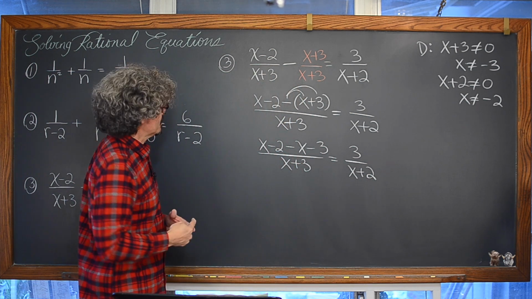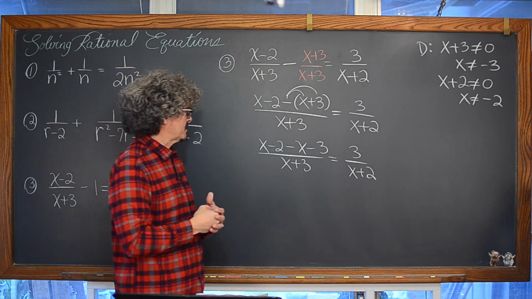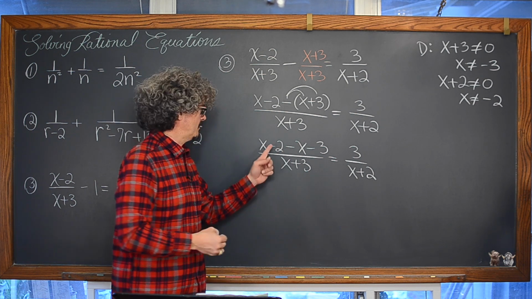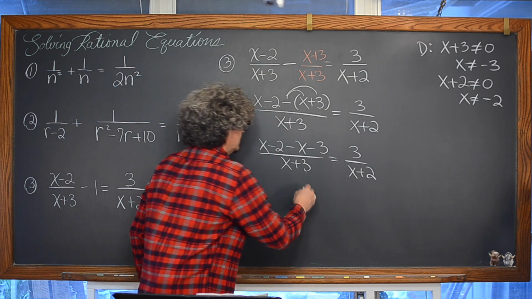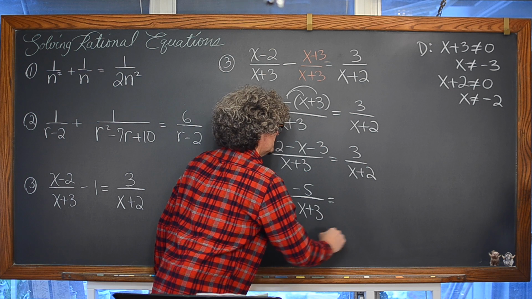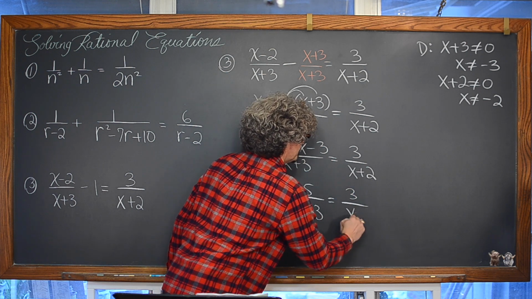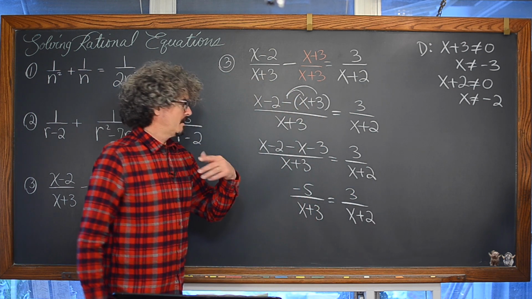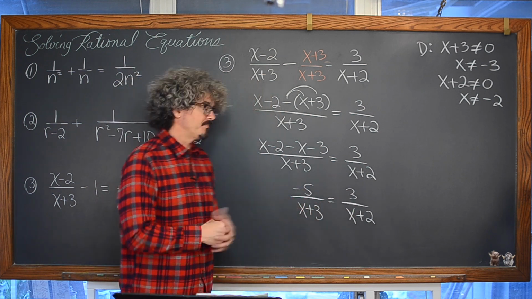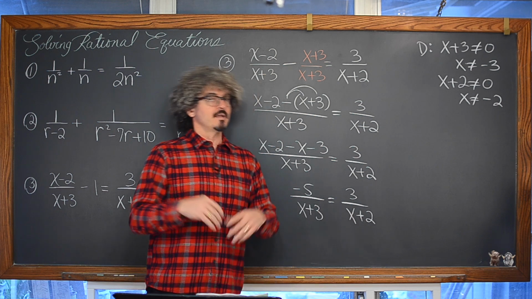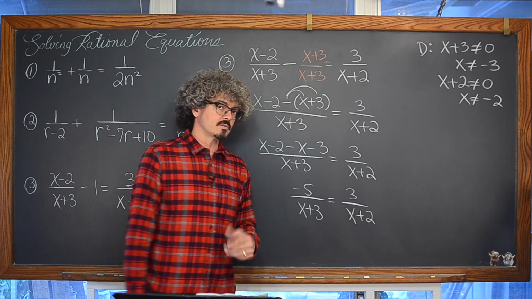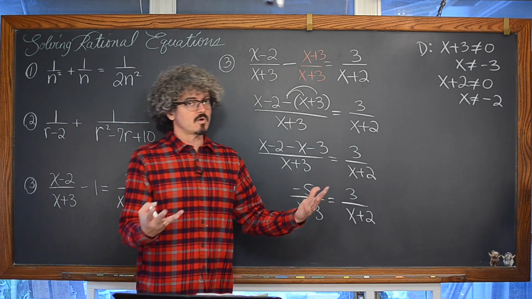We're going to add like terms, and something nice happens here. We have x minus x, which is 0, and negative 2 minus 3 is negative 5, over (x plus 3), is equal to 3 over (x plus 2). Now, what I have here is a problem that we could solve yet another way. We have one fraction on the left and one fraction on the right, and we can solve this by cross multiplication.